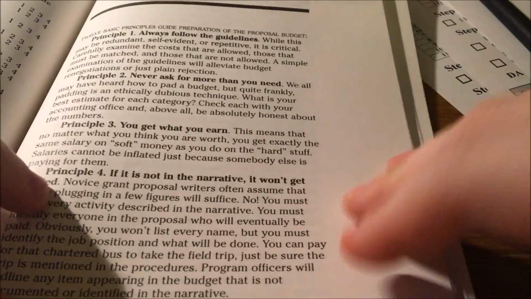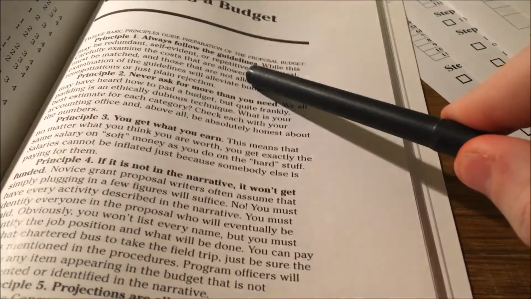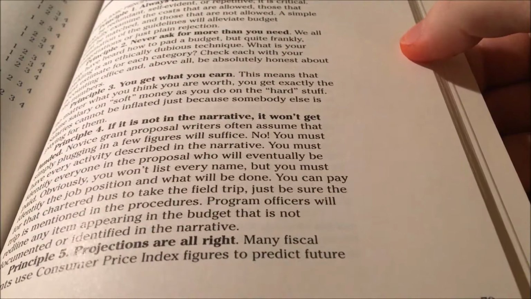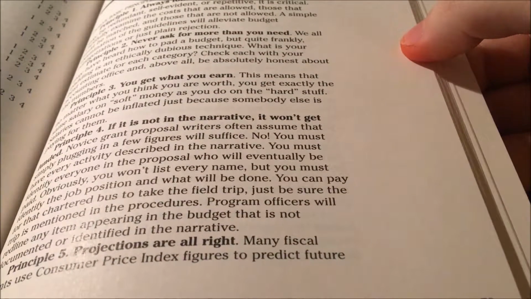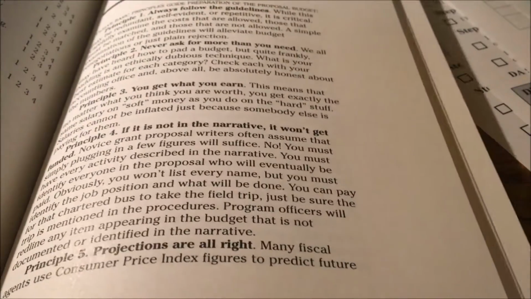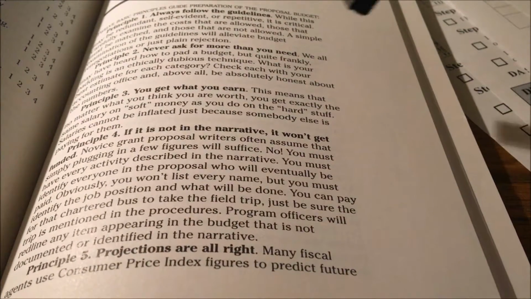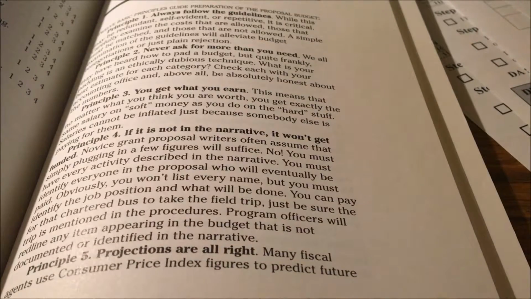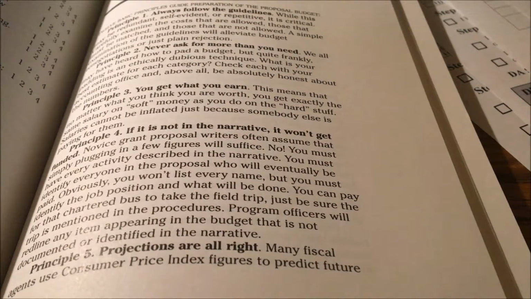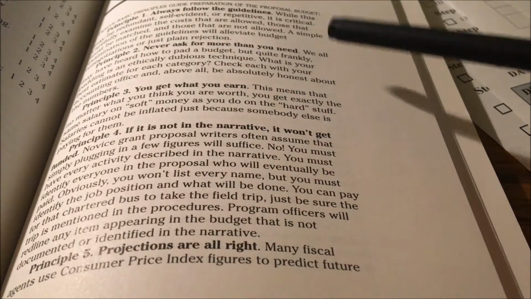Next, we're going to go over calculating a budget. There are actually 12 basic principles for calculating a budget for any grant proposal. 1, always follow the guidelines. If you're calculating a budget for a proposal that has been approved or rejected by a credited source, you follow the guidelines that they give you. Never waver from those guidelines, because it could automatically disqualify you from consideration for the grant. And never ask for more than you need.